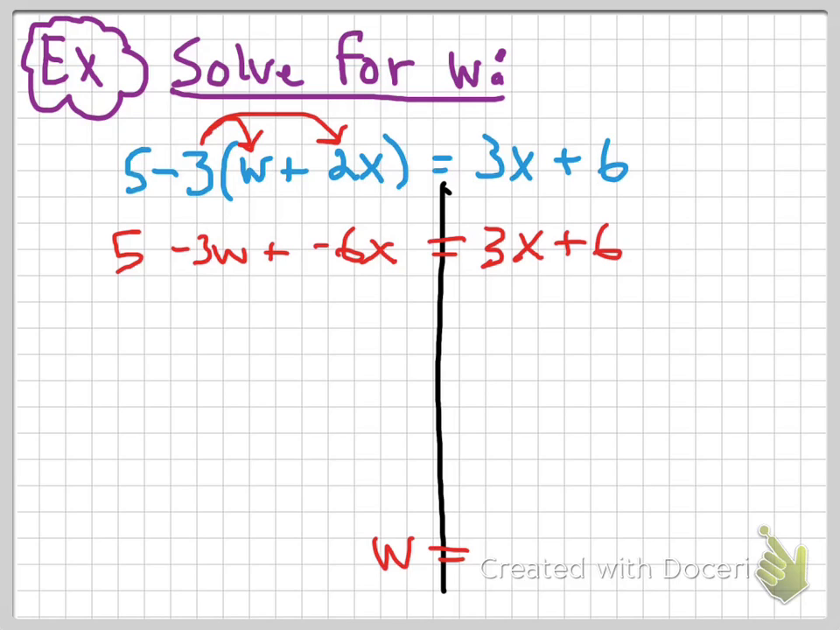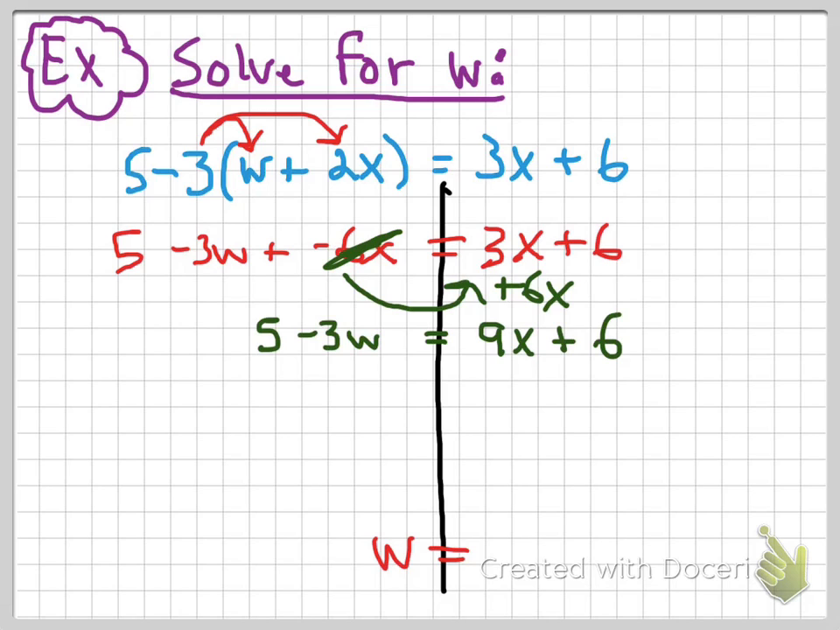Why don't we start flipping some things around? Why don't we take the negative 6x, move it over to this side, and make it a positive 6x, so that this thing moves over. So I'm left with 5 minus 3w equals 3x plus 6x, which is 9x. So 9x plus 6 from the end there. Man, we're getting closer, so I'm going to keep going through my steps here.